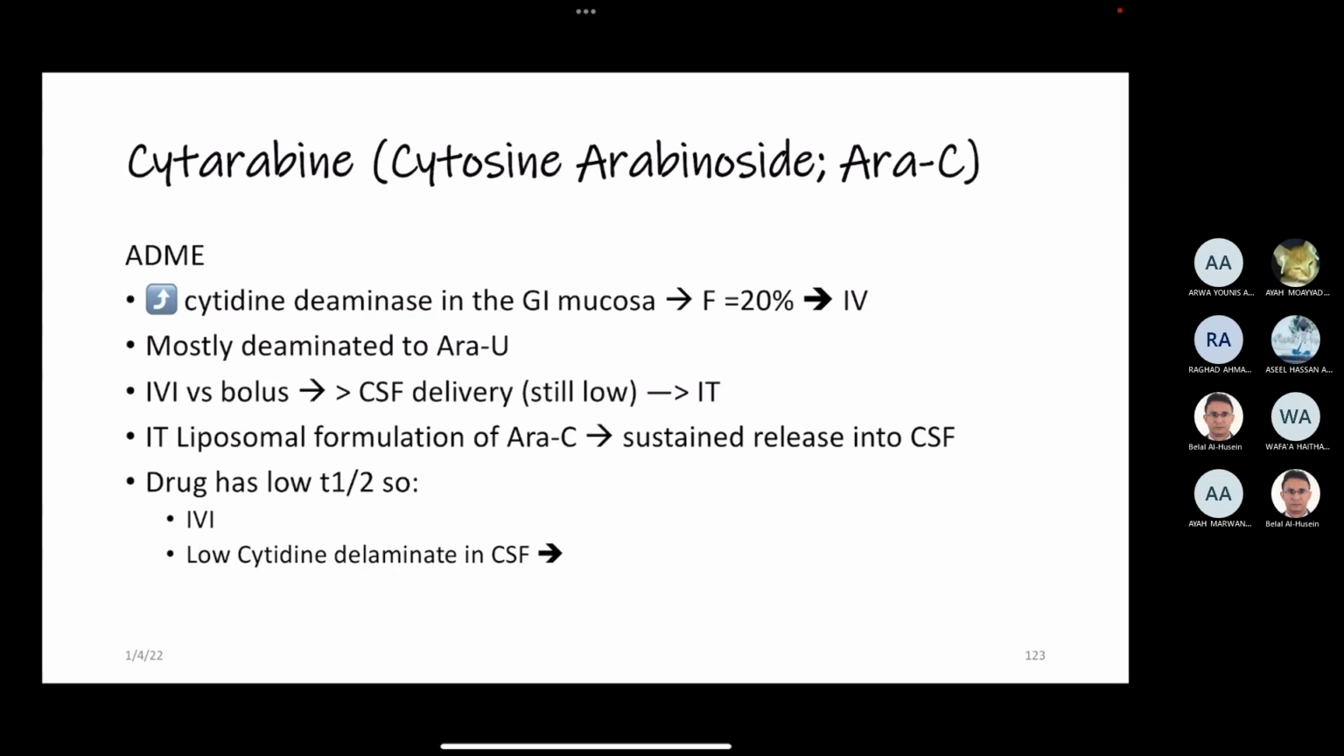مشكلة الاورال administration of cytarabine انه cytidine deaminase is highly expressed in the GI mucosa, so you cannot give it orally. So it's given IV. IV also have half-life, so you have to give it IV infusion and over a long period of time.